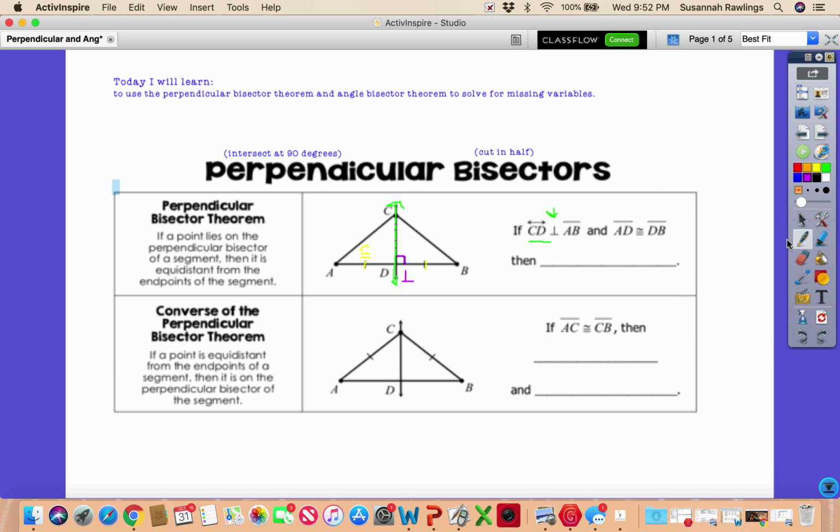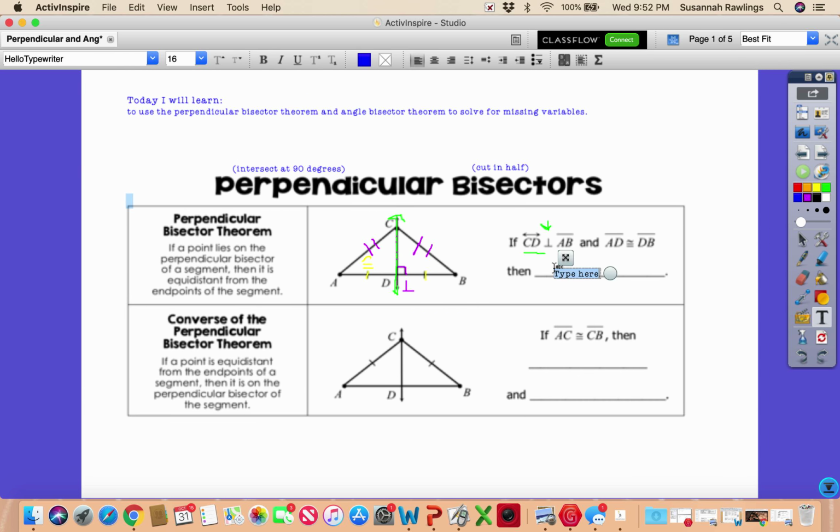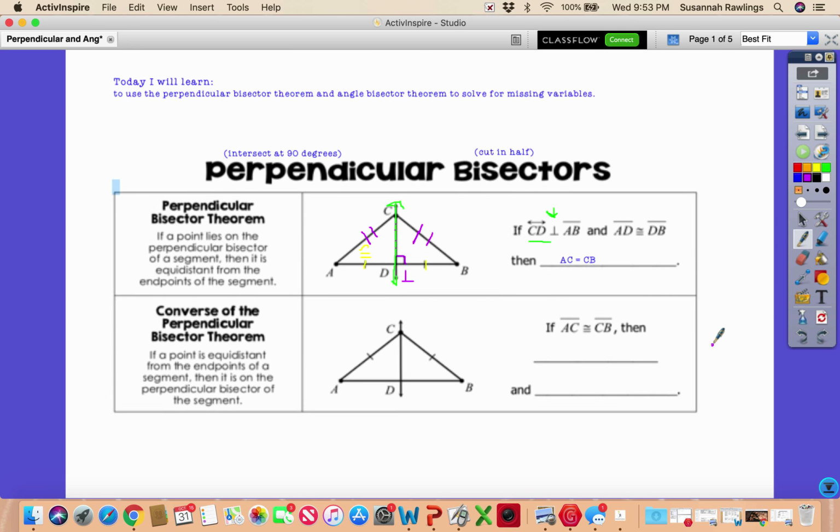So once I know that is a perpendicular bisector, I can mark my other two sides congruent. So this is actually an isosceles triangle because I have two congruent sides there. I'm just going to finish typing here. So that would be AC is congruent to, and I'm just going to do an equal sign since I can't do congruent, CB. And that is our perpendicular bisector theorem.